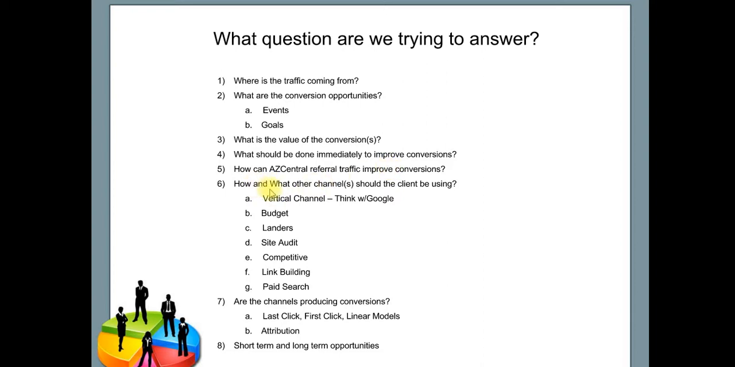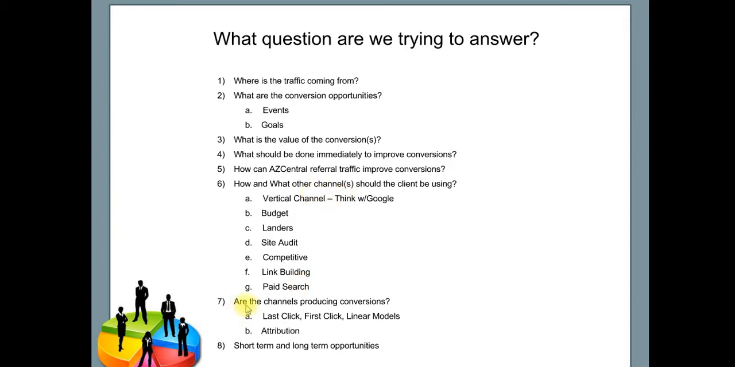Number 6 is how and what other channels should the client be using? So we want to look at the vertical channel report that we did last year. By each vertical, how does each one of the digital channels play a role? What would that budget need to be for that vertical? What landing pages are they going to need for each of those channels? How does the site audit look? Is their site even going to convert? Are there problems that we're going to have? What's the competition doing? What are the link building opportunities? What about paid search? So how and what are the other channels?